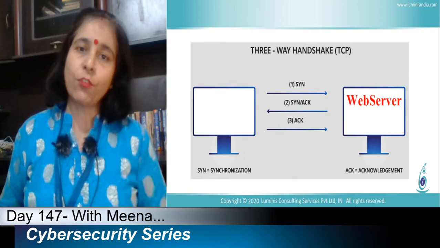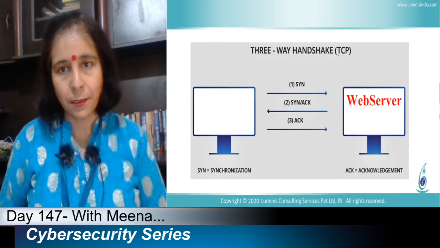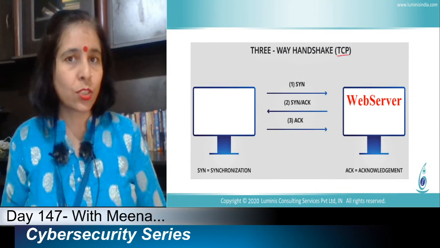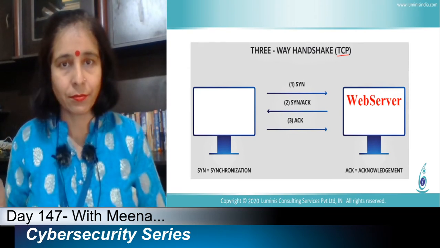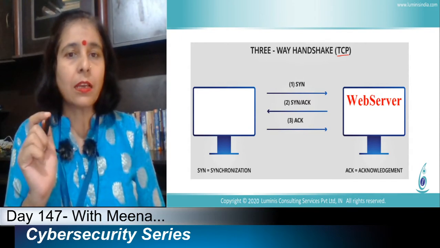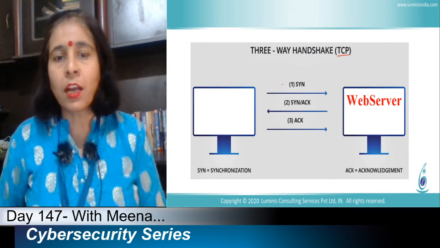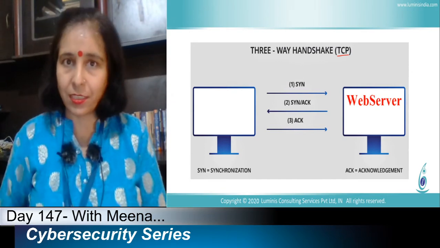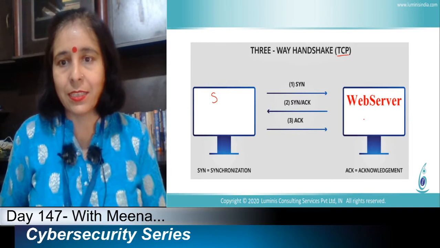TCP stands for Transmission Control Protocol. When we are accessing resources from the other side, for example a web server, before the transmission happens, they will do a three-way handshake. It means they confirm that a connection exists between the source and destination. For example, this is the source and this is the destination.